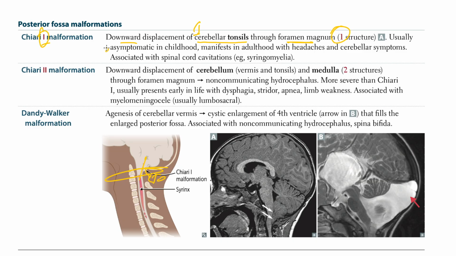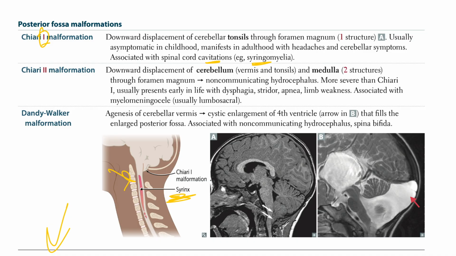Usually it is asymptomatic in childhood and manifests in adulthood with headache and cerebellar symptoms. It is associated with spinal cord cavitations, which is syringomyelia, high yield. Because you're pushing on the spinal cord, causing this syrinx formation, which is a cavitation within the spinal cord, and that is known as syringomyelia. We'll talk about that in the next section.